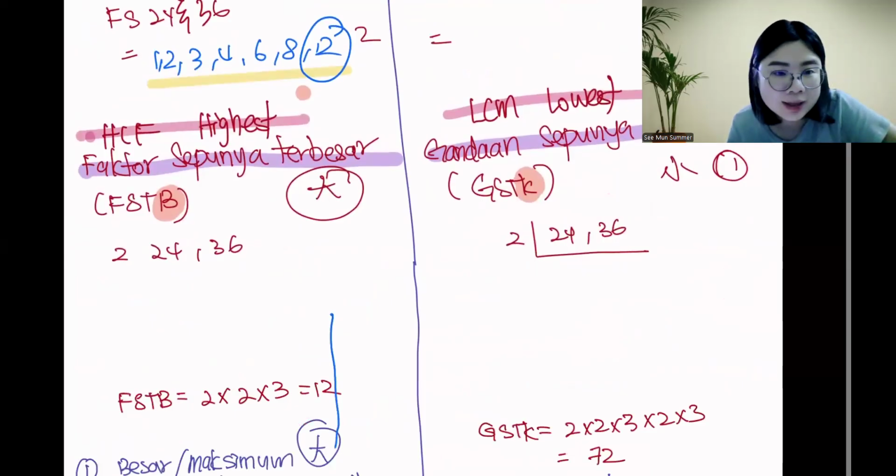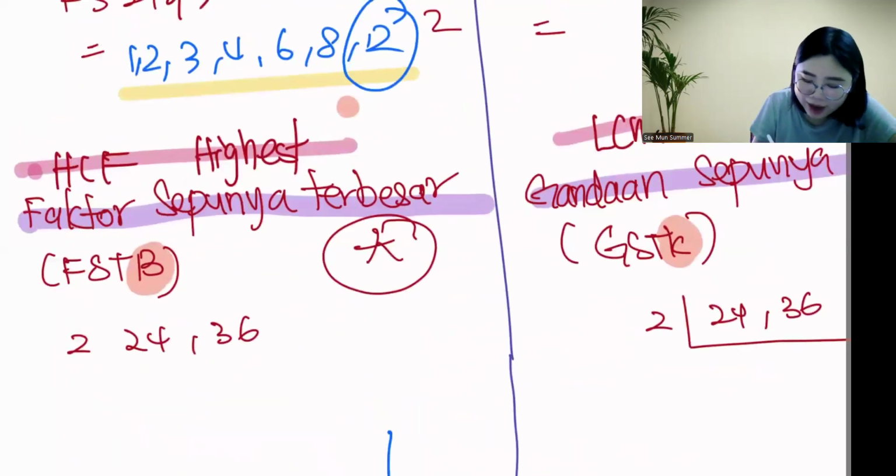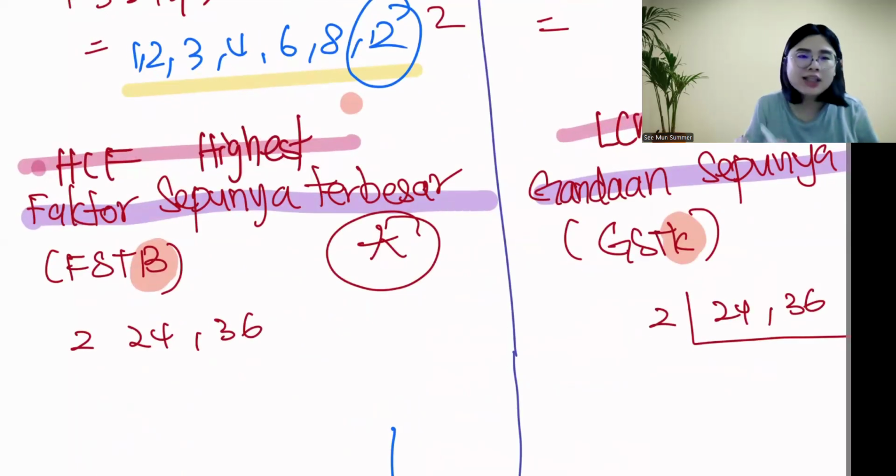repeated divide method. Do you remember how to do it? I think you all should know. Remember this term, highest factor, high five. Factor is always high. So high means the largest, biggest. In Malay, faktor sepunya terbesar, is big. Big means you have to divide until they can no longer be divided together.